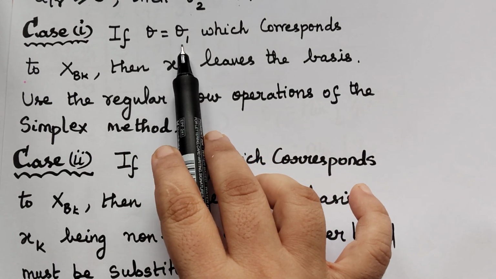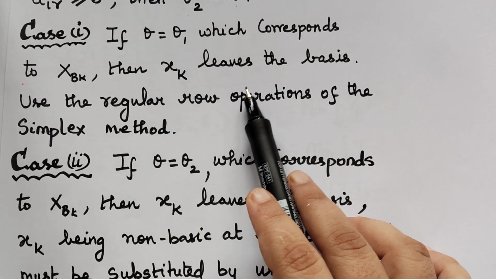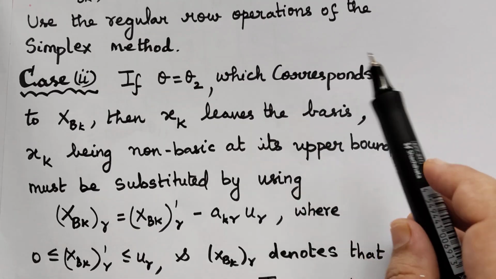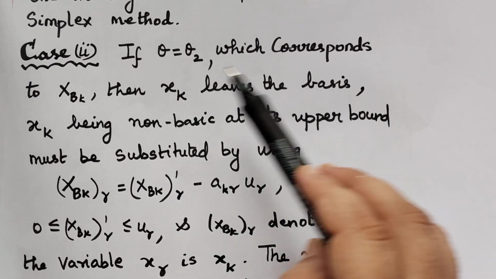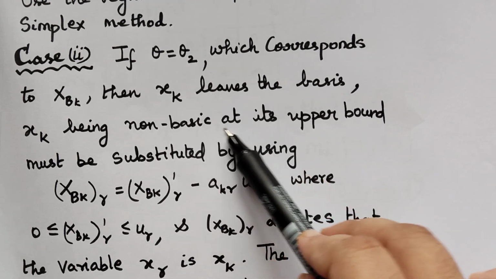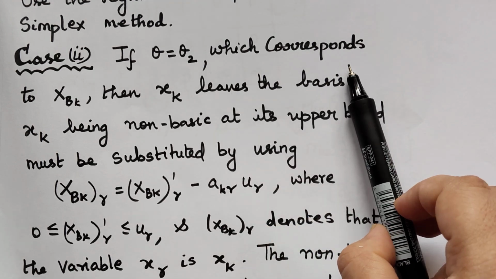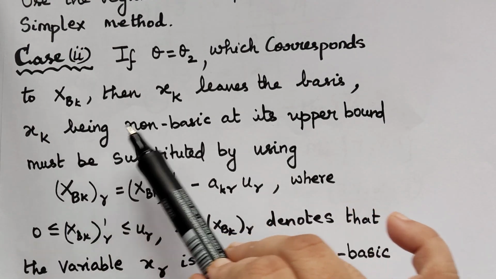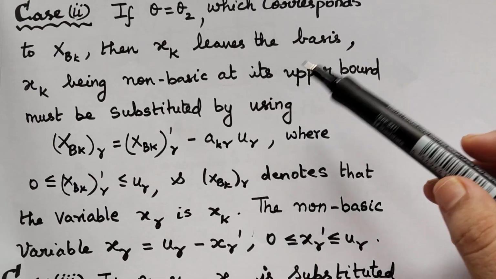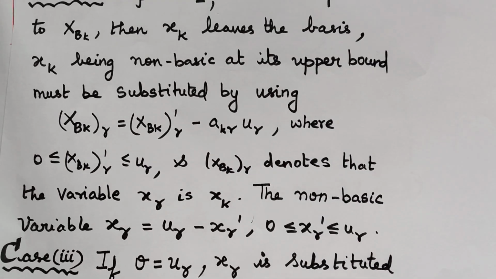So if theta was equal to theta 1, then we can decide the leaving variable. But if it is not so, then if it is equal to theta 2, which corresponds to xbk, then xk leaves the basis. So here also we can make a decision of the leaving variable. But at the same time, xk being non-basic at its upper bound, it has to be made a substitution. But this was also not the case in our given problem.